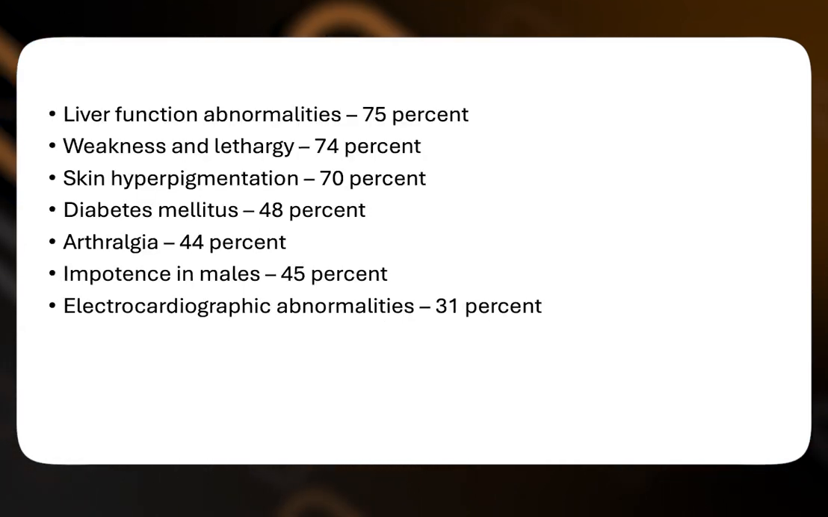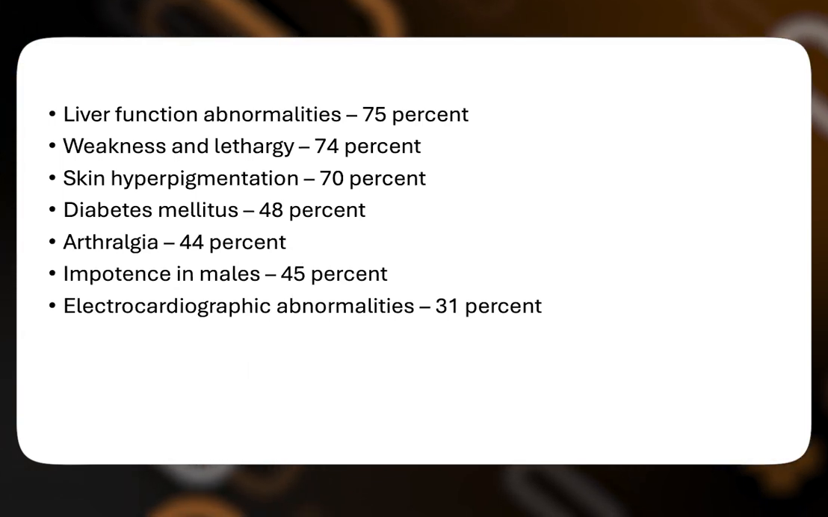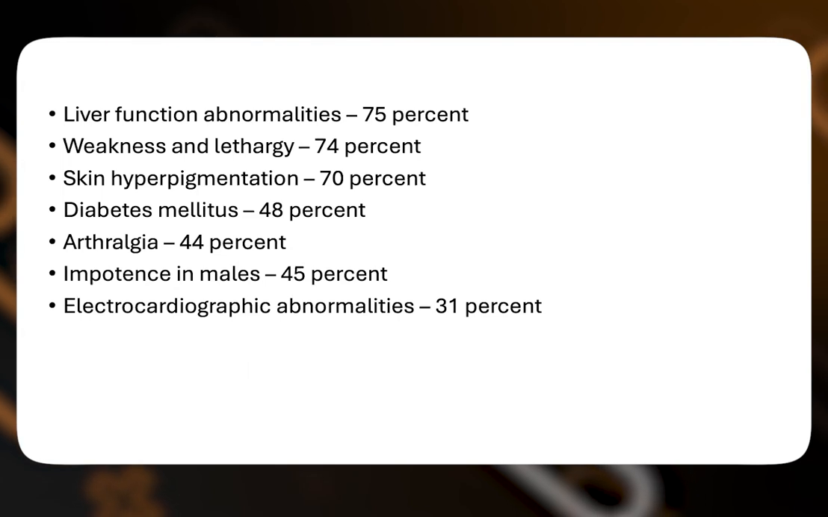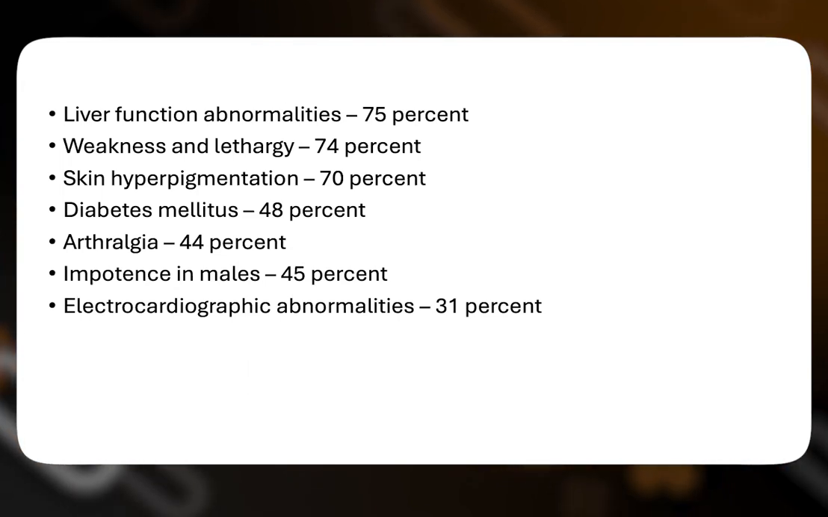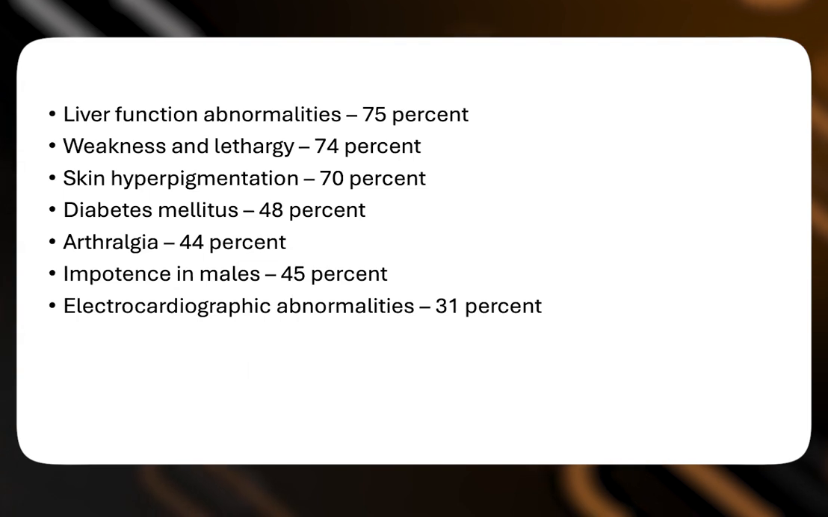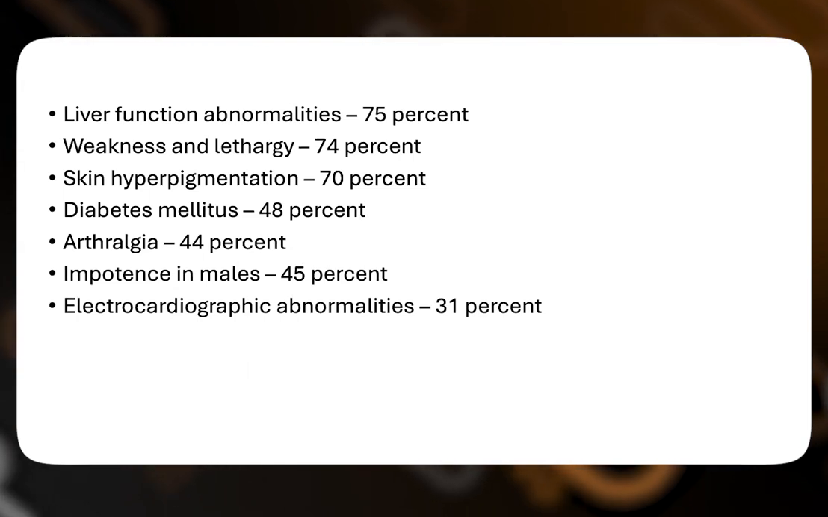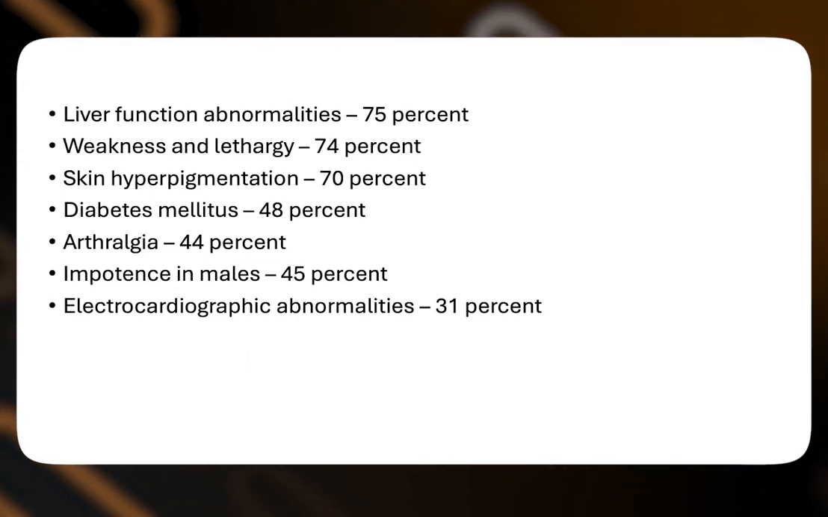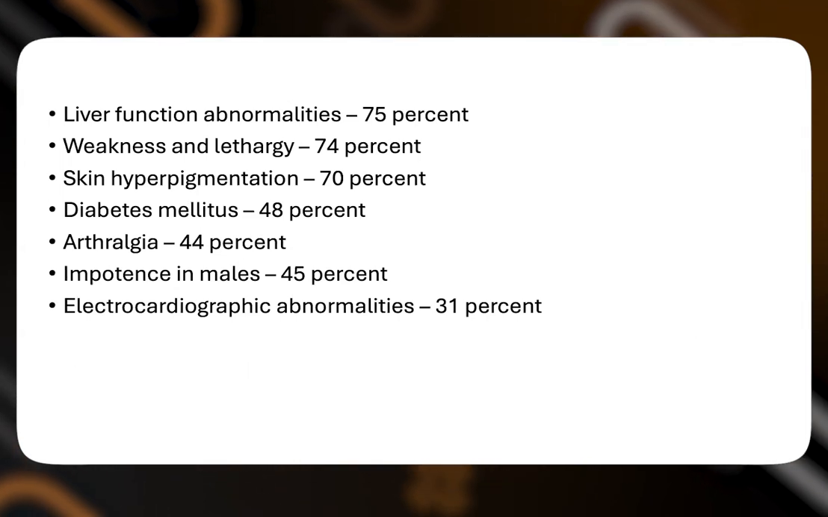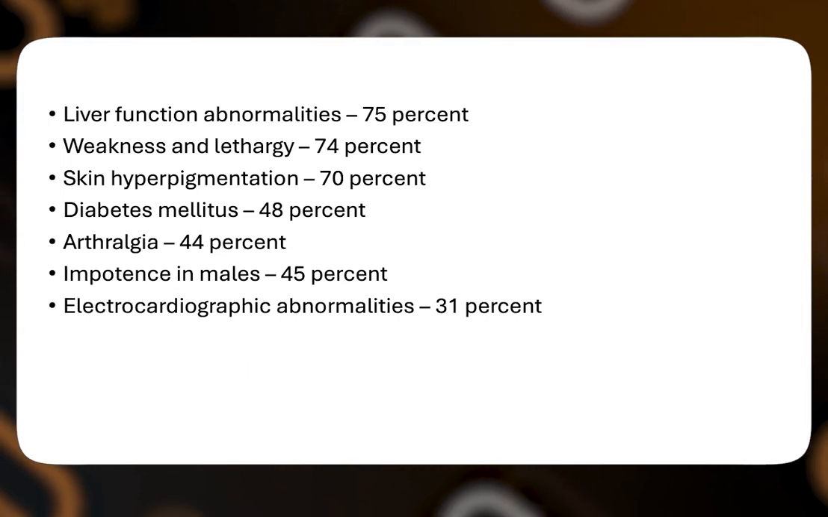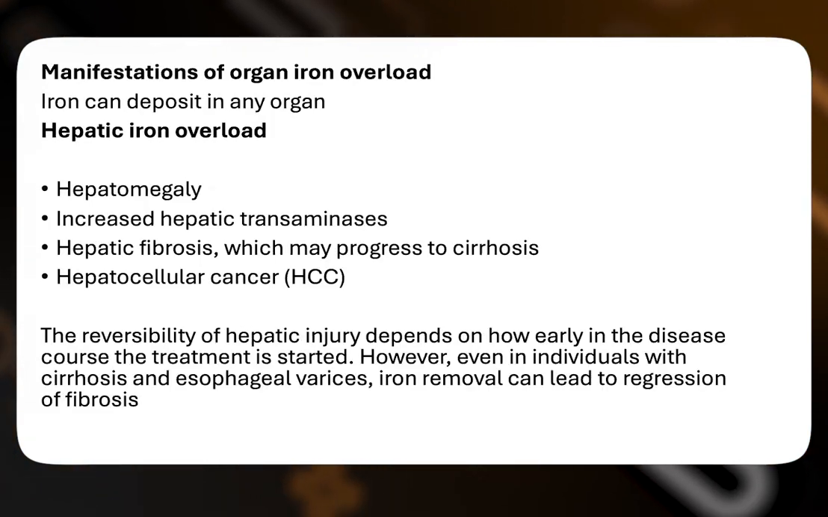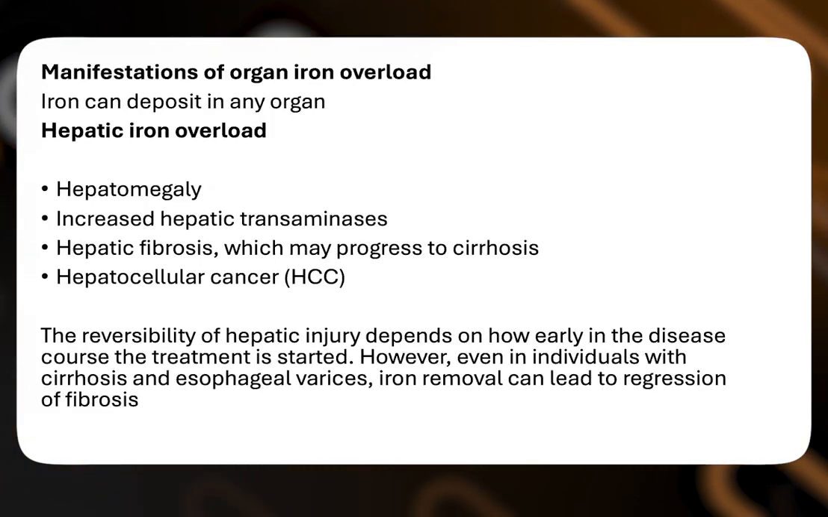So liver functional abnormality in 75%, weakness, lethargy, skin hyperpigmentation up to 70%, diabetes mellitus which we call bronze diabetes, then arthralgia, then involvement of sexual organs or impotence in males, amenorrhea in females. And if the heart gets involved, then of course electrocardiographic abnormality is 31%. Okay. So we'll go by organ, what happens, how it goes.